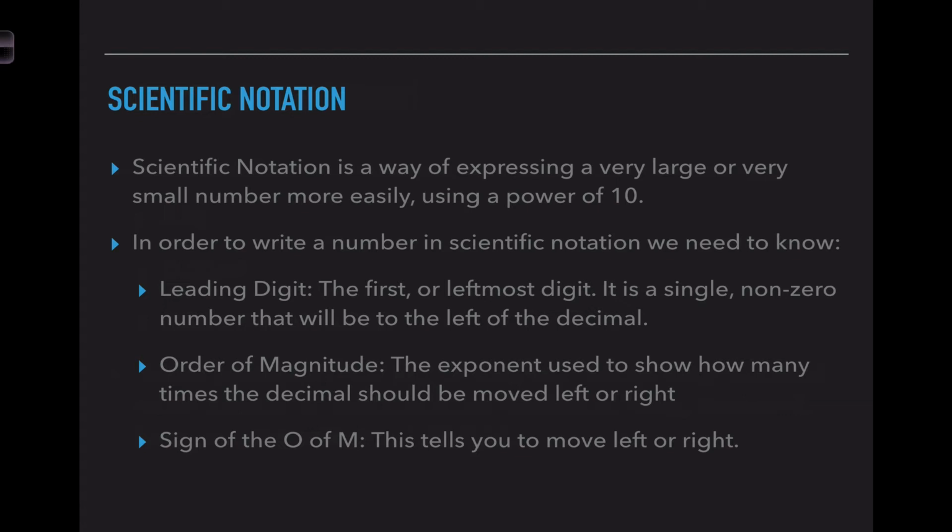In order to write a number in scientific notation, we need to know the following three things. The leading digit, which is the first or leftmost digit, it has to be a single non-zero number that will be left of the decimal. We need to know the order of magnitude, or the exponent used to show how many times the decimal should be moved left or right. And we need to know the sign of the order of magnitude. That tells us, are we moving left or right?